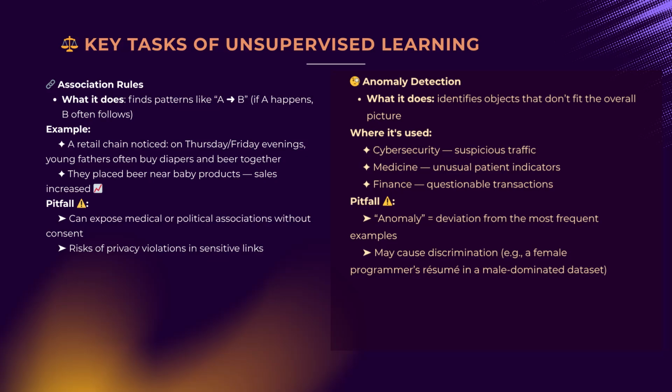What is an anomaly? It depends on what the algorithm considers normal. And normal is defined by what appears most frequently in the data. Imagine an algorithm that analyzes resumes for HR. If the data contains more resumes of male programmers, then a resume of a female programmer may be classified as anomalous, not because anything is wrong with it, but simply because it differs from the typical.